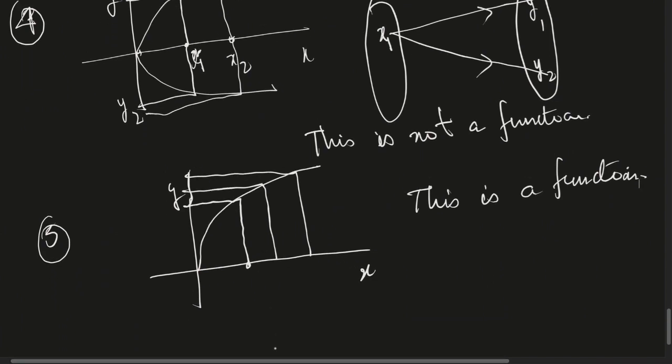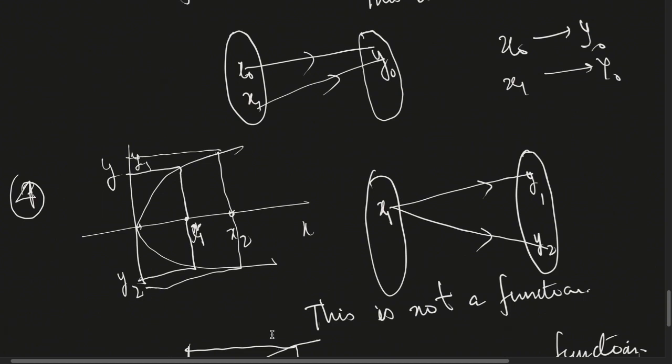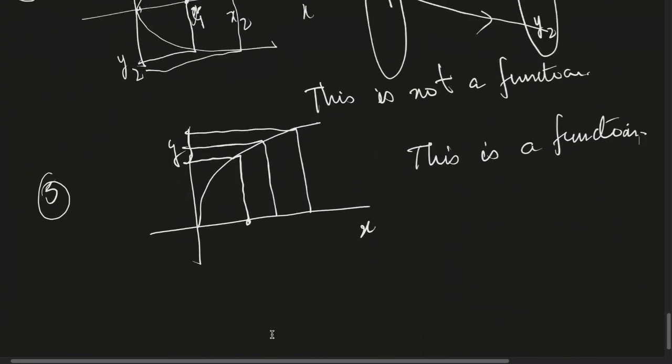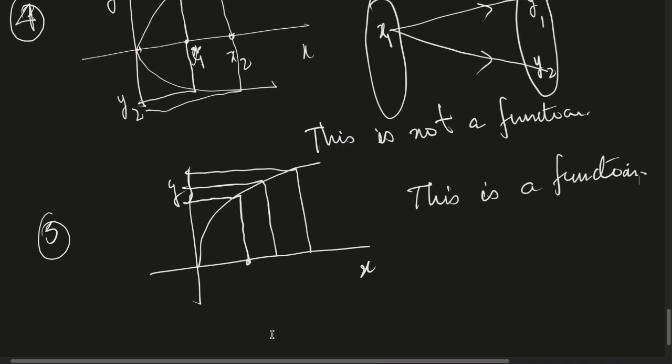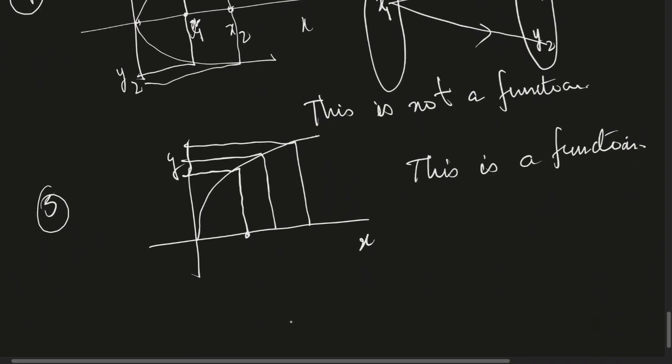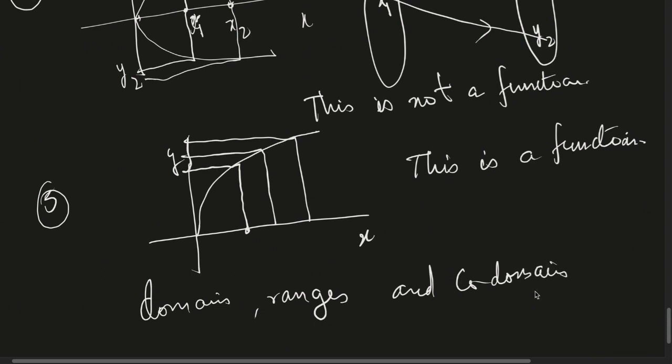So this is how we can interpret which conditions will satisfy a relation to be a function, and where they will not satisfy the condition of being a function. So with this, I'll end the class today. From tomorrow, we'll see more on domain, ranges, and codomain. So thank you.